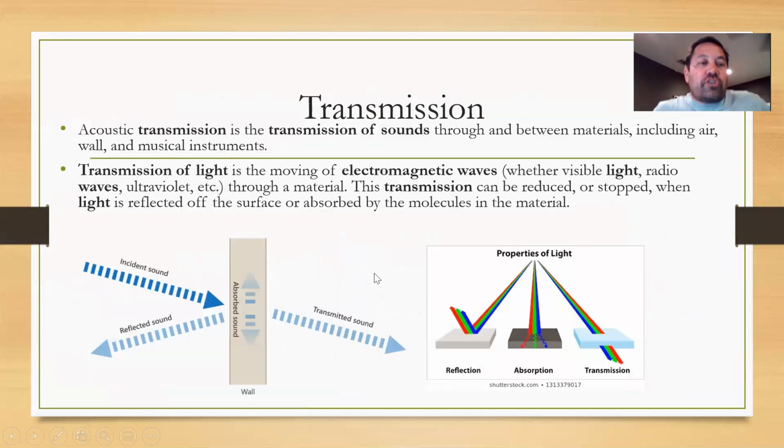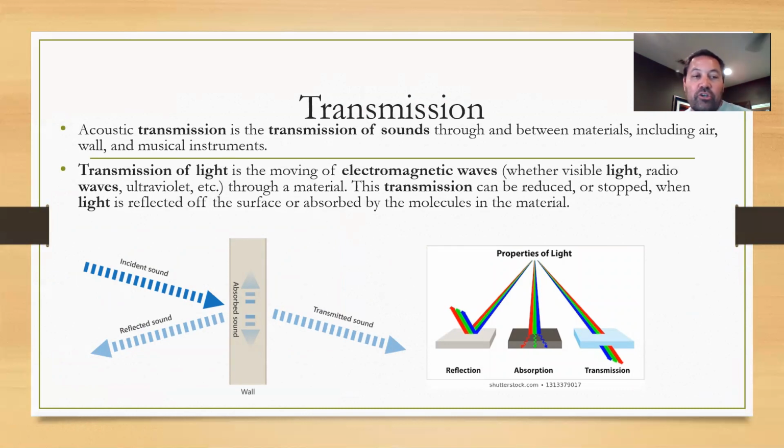The next word is called transmission. Acoustic transmission is a transmission of sounds through and between materials, including air, walls, and musical instruments. When it comes to light transmission, it's the moving of electromagnetic waves, whether visible light, radio waves, ultraviolet, etc., through a material. This transmission can be reduced or stopped when light is reflected off the surface or absorbed by the molecules in the material.